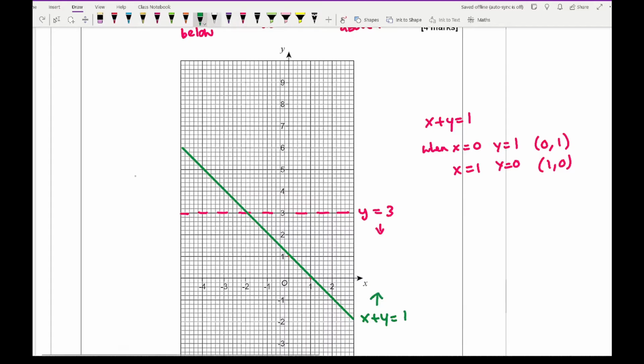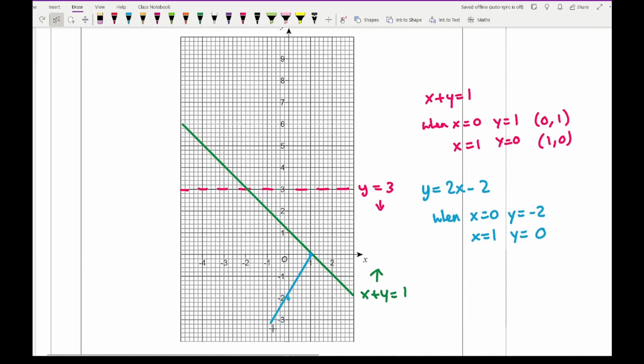And then the last line for me to draw is y equals 2x minus 2. So I just need to find two values. When x equals 0, y equals minus 2. When x equals 1, then y equals 0. So plotting those, I've got (0, minus 2) is there, and (1, 0) is there. So then all I need to do is draw a line through those points, and just bear with me.